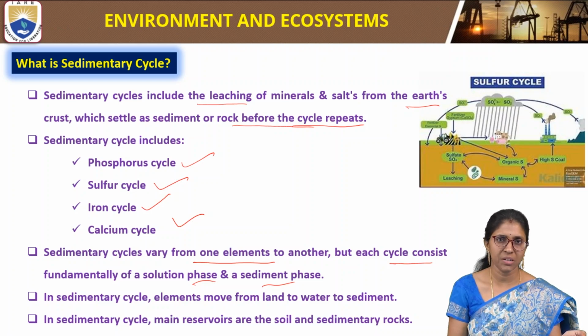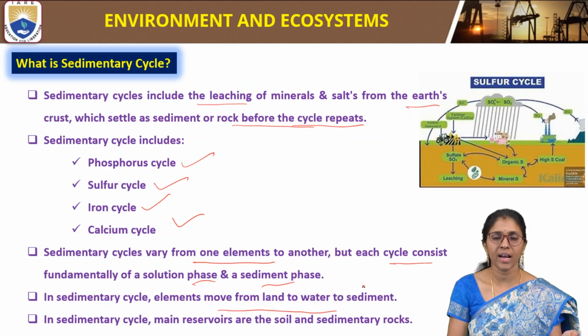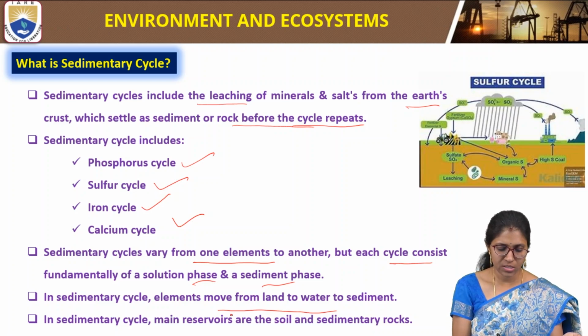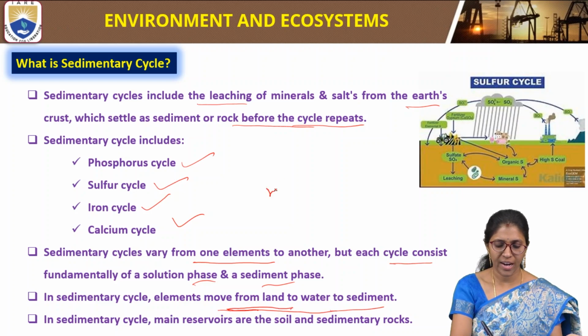Like all sedimentary cycles, each cycle consists of two phases: one is the solution phase, and the other is the sediment phase. In a sedimentary cycle, elements like phosphorus, sulfur, iron and calcium move from land to water and then to sediment.